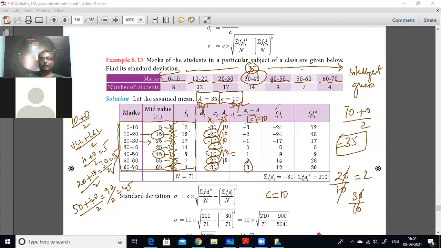Now d of i, f of d of i you have to calculate. f i into d i.